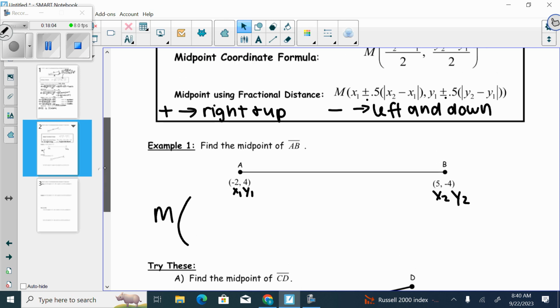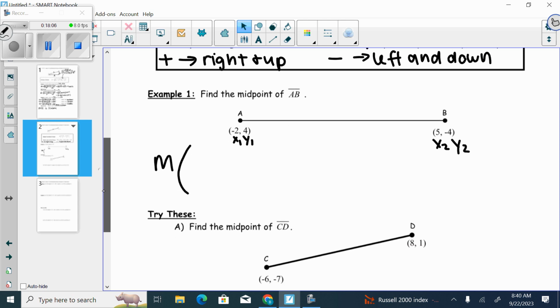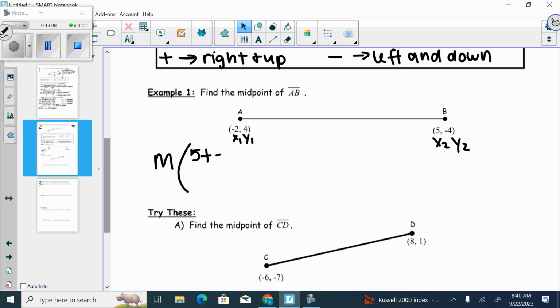So the formula says plus, right? So it would be 5 plus -2. Good. All over 2. Okay, and then for my y's, what is y2 plus y1 going to be? Good. I'll have -4 plus 4 all over 2. And then I would just simplify. Okay?